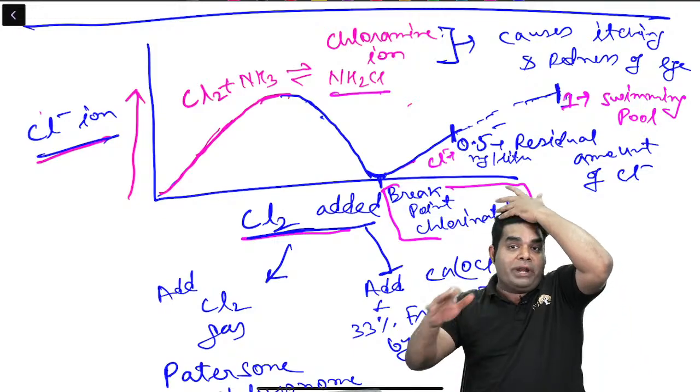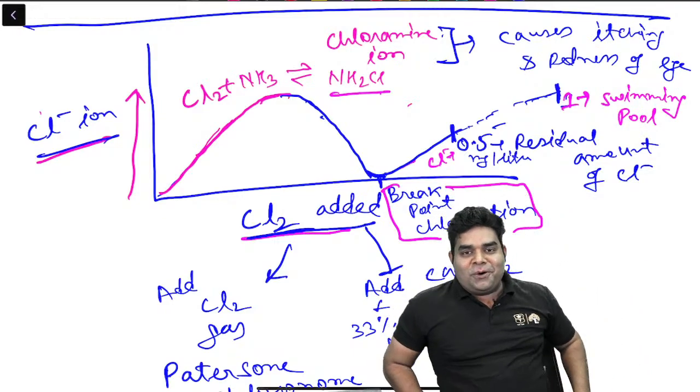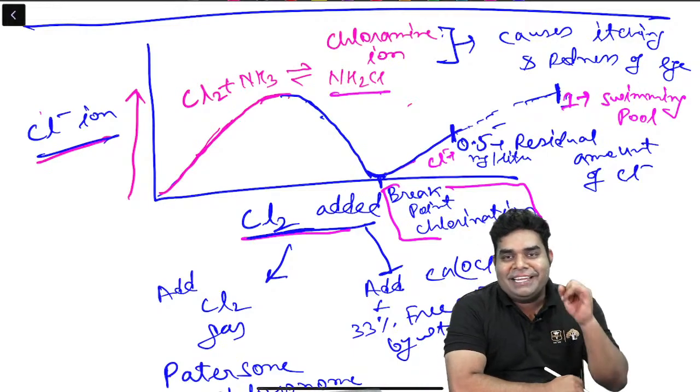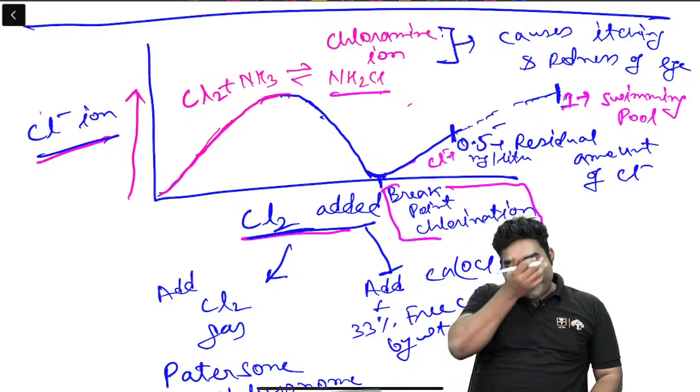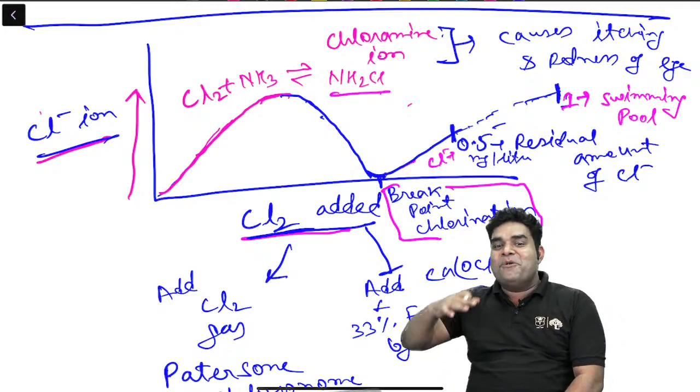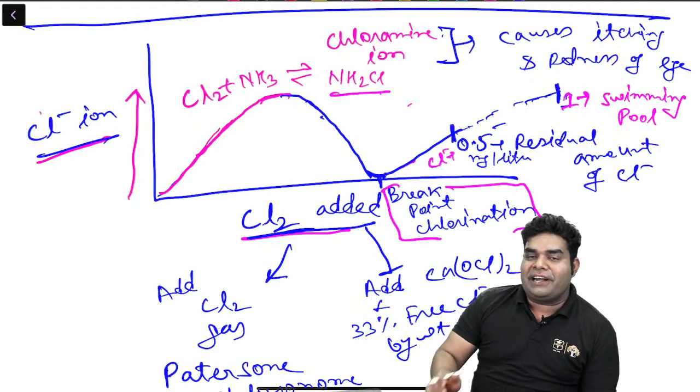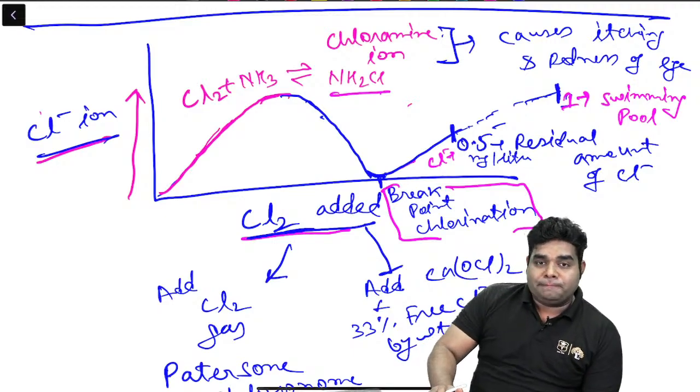Why it should be more in swimming pool? Because you know, many people, they do hanky-panky in the swimming pool. So we need to keep more chlorine concentration in the swimming pool. Okay.